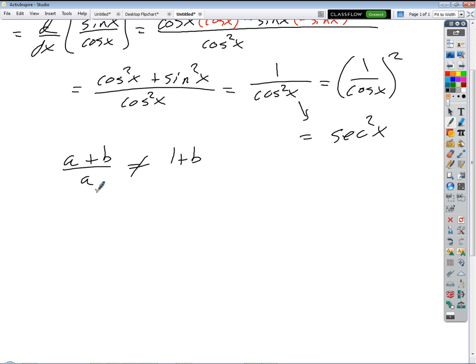But I could do this. If I had a times 1 plus b over a, because those are factors, I could cancel those. Right? Does that make sense?